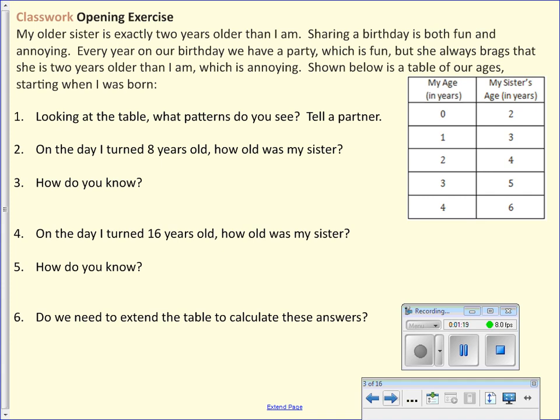So when I was 0, my sister was 2. When I was 1, my sister was 3. When I was 2, my sister was 4. Oh, every year I did get 1 year older. Yep, and she got 1 year older every year too.